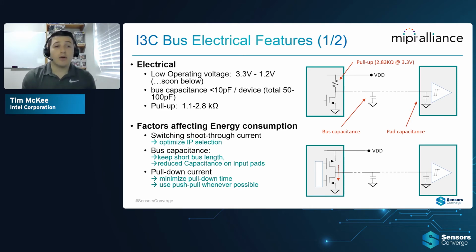Okay, so factors affecting energy consumption, right? Current, bus capacitance, pull down current. We shoot to always minimize these. So bus capacitance, short bus length, reducing capacitance on the pads. Pull down current, we minimize pull down time and use push pull whenever possible. All of these hugely important in creating the most efficient bus.